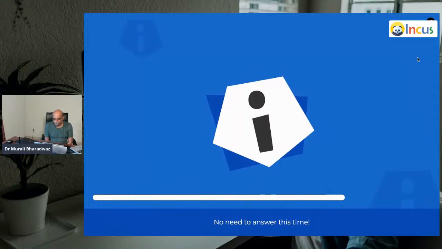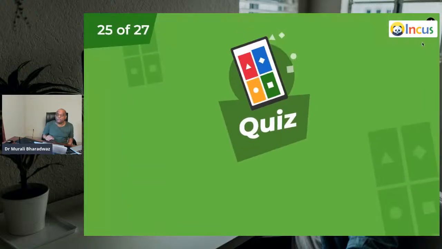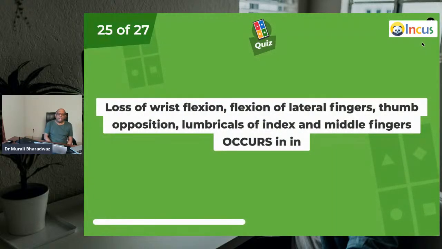So doctor, you should remember, medial to inferior epigastric vessels is direct hernia. Lateral to inferior epigastric vessels is indirect hernia. How will you remember? MDs don't lie. M is medial, that is direct hernia. Obviously, you don't need to remember the other. The other one will be lateral to the inferior epigastric vessels, and that would be indirect hernia. For tomorrow's exam, you have to be 100% sure on this kind of small mantras.